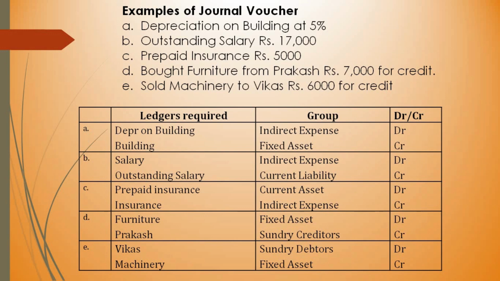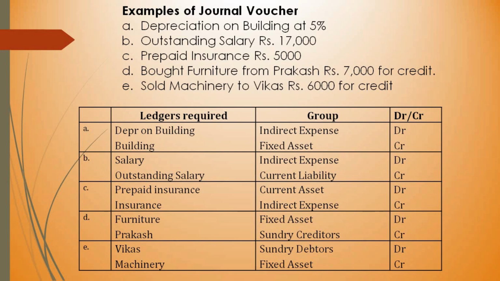So the next one, outstanding salary. One account will be outstanding salary. The other account will be salary. Salary is an expense, so debit side. Outstanding salary is a current liability. The liabilities will come under the credit side. I think there's no confusion in this as in the previous entry. We know expense is debit side, liabilities on the credit side.